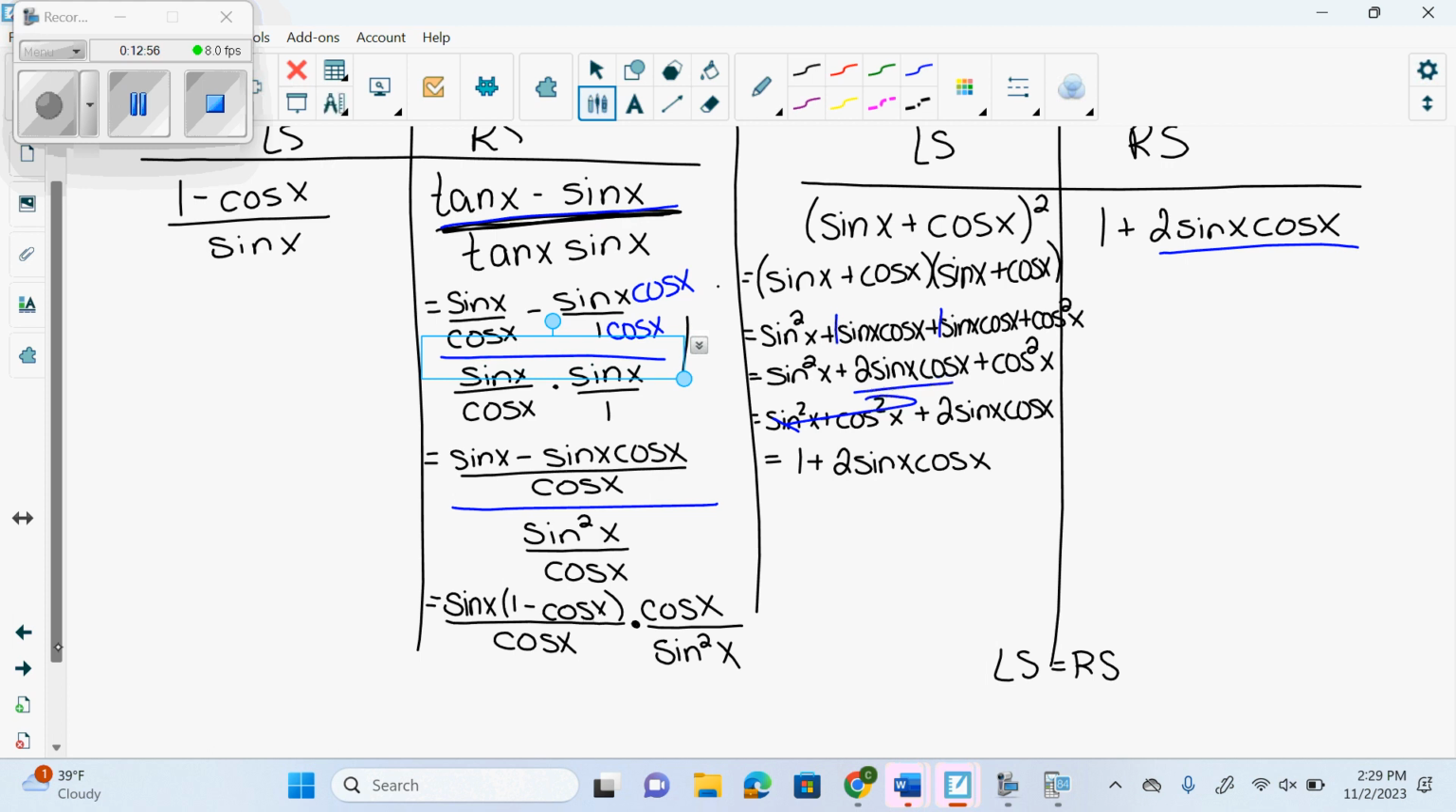I just took a sine x out of here, and then I was left with 1 minus cos x. That stays here. And then this is a division, but I flipped it and multiplied. Then this and this cancel. That and that cancel. And she matches.